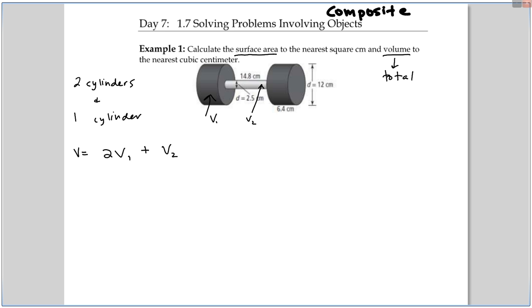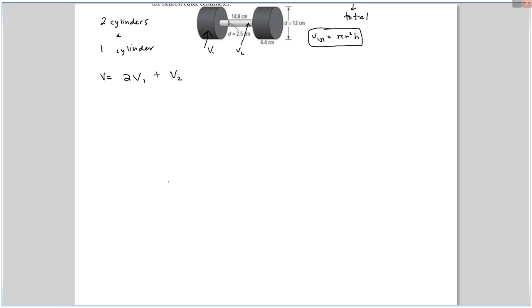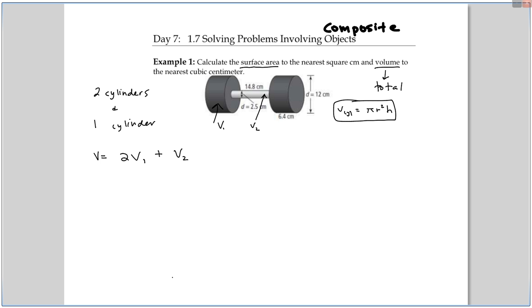Okay, and then on my formula sheet, what's the volume of a cylinder? Pi r squared h, right? So we'll just keep this volume of a cylinder formula in the back of our minds. And here we go. All right. Okay, so 2V1. So 2 times, bracket. Now what's the formula for V1? Pi.